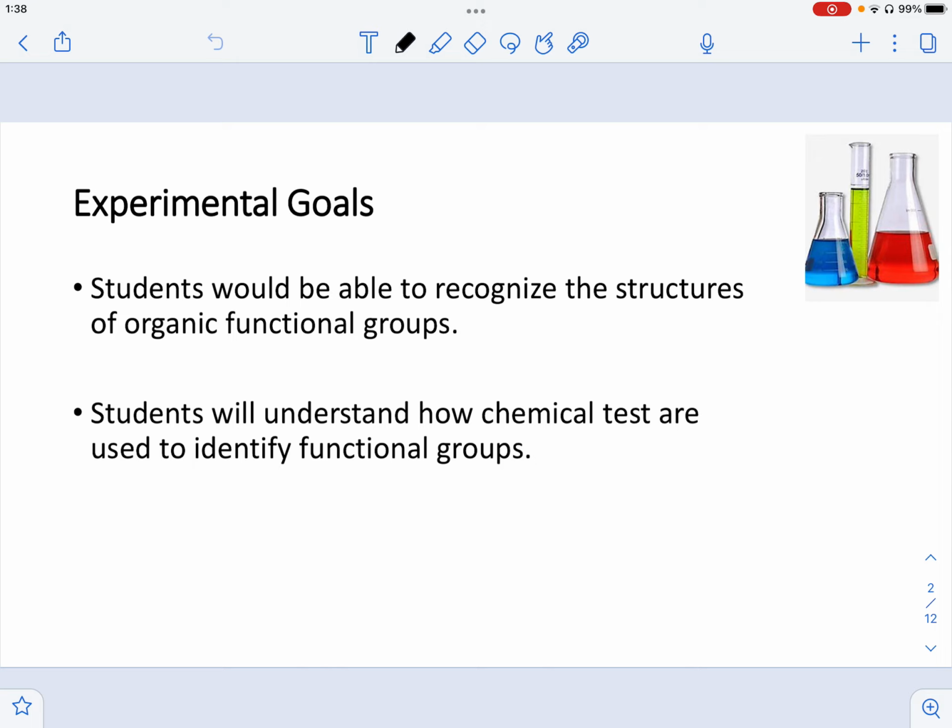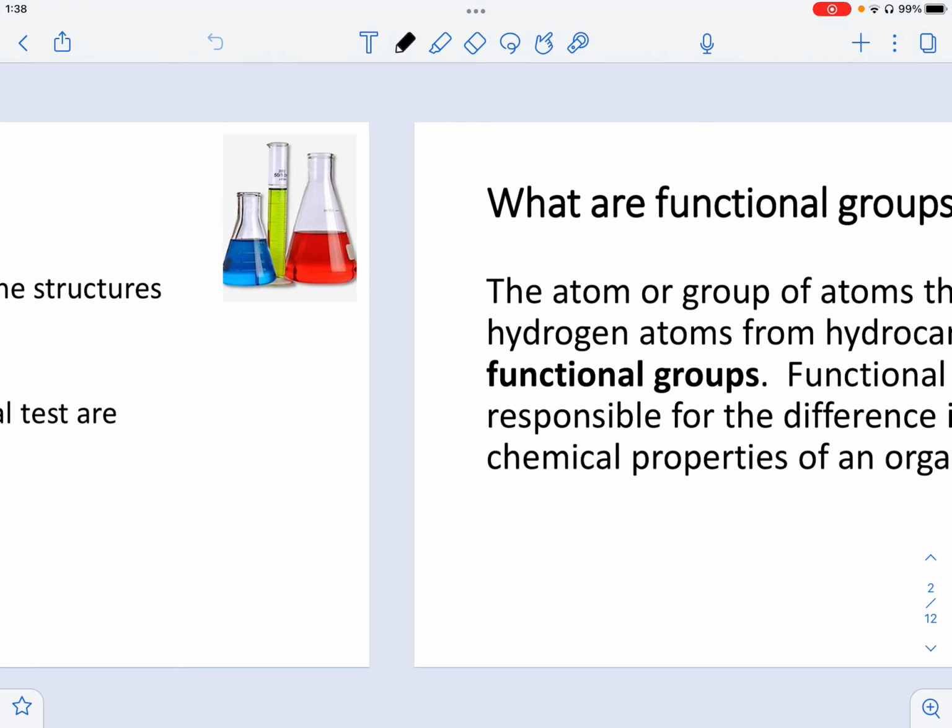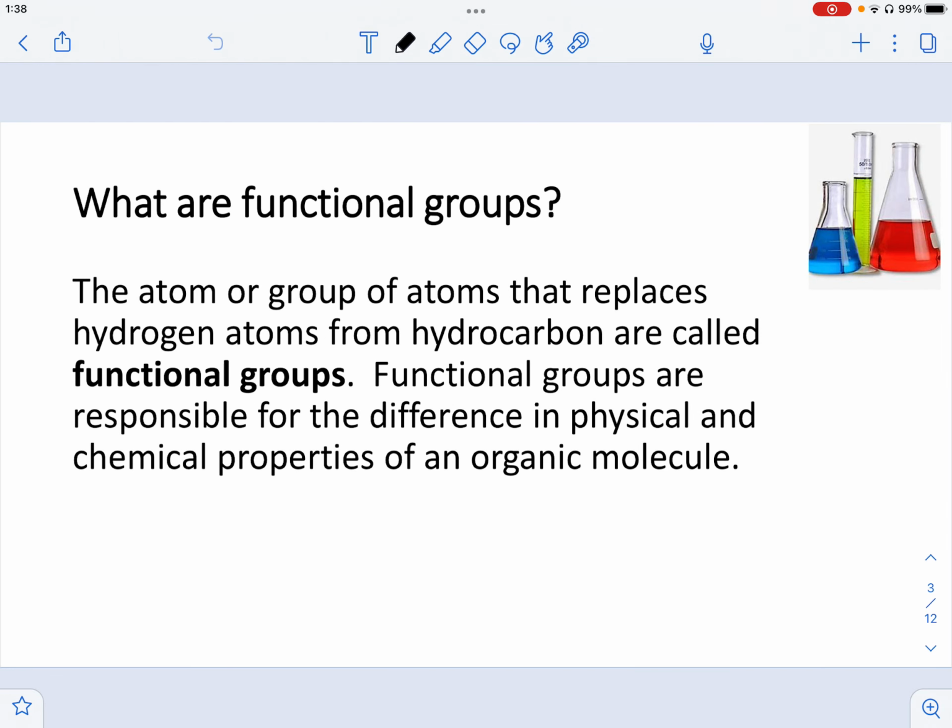Let's first begin by discussing what is a functional group. A functional group in organic chemistry is going to be an atom or a group of atoms that are going to replace hydrogen atoms in a hydrocarbon. Understand that functional groups in the area of organic chemistry are responsible for the different physical and chemical properties in an organic molecule. Now we are going to learn what are the different functional groups that exist in organic chemistry.